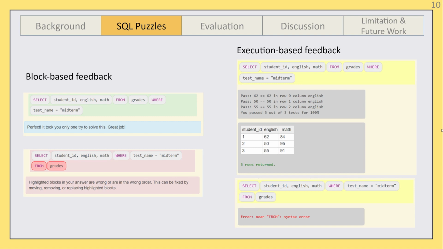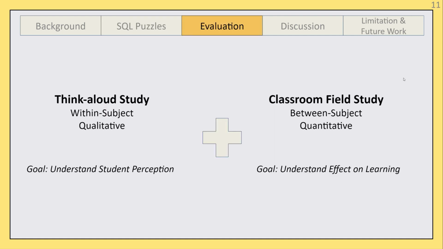To understand how to best help learners, we implemented two types of feedback mechanisms. We implemented both block-based grading on the left side, which means we highlight the incorrect code blocks when students have incorrect answers, and execution-based grading on the right side, which executes the code rearranged by students and shows either an error message or the execution result. To understand how this tool and the feedback mechanism affect learners, we conducted 2 studies.